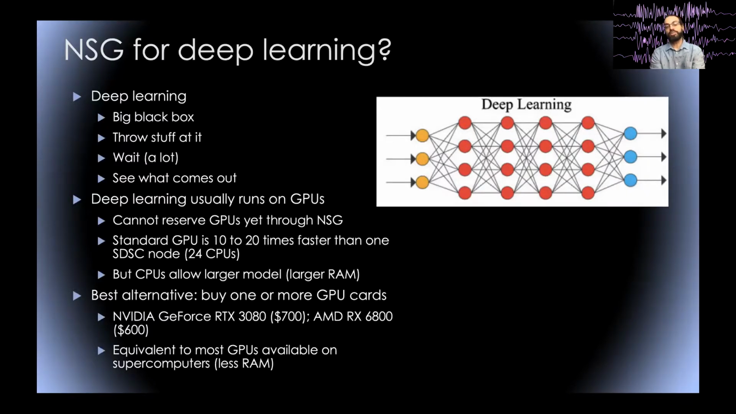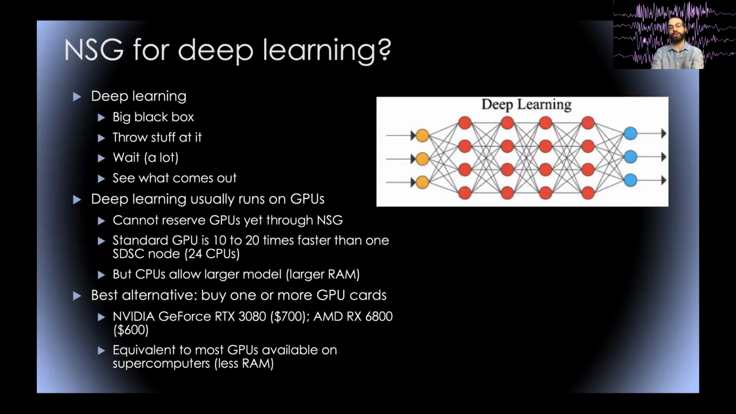In practice, GPUs are about 10 to 20 times faster than CPUs. So you can still do deep learning on CPUs. For example, one node at SDSC on NSG will be about 10 times slower than a standard GPU. The advantage of using CPU when you do deep learning is you can have much more RAM allocated compared to GPUs. But because it's slower and because of the limits, and you can't run for more than 48 hours, it doesn't really make sense. You really want to run your deep learning on GPUs.